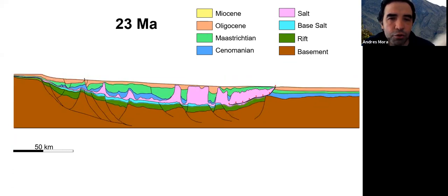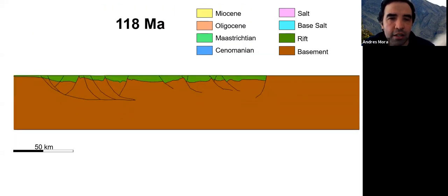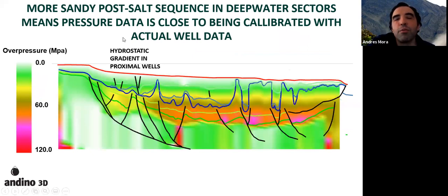And so this would be the evolution, with the salt being the biggest challenge in these restorations. And then we see the results. So we see sandier lithologies in the distal portions of the Campos basin. We would see that the degree of overpressure is very low, and it reasonably calibrates with the wells that we have up to this area. And as we expected, we see a very high, maybe extremely high overpressure in the pre-salt levels.